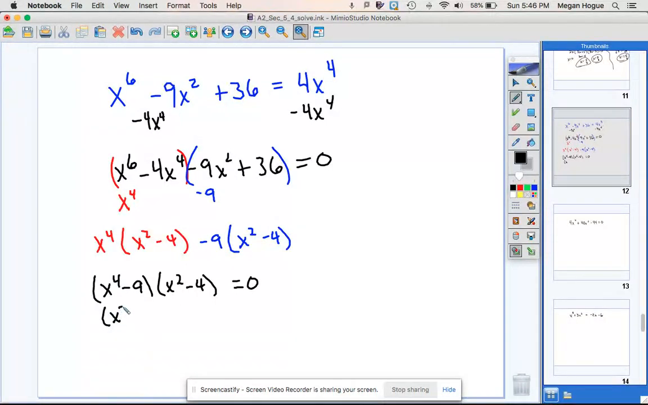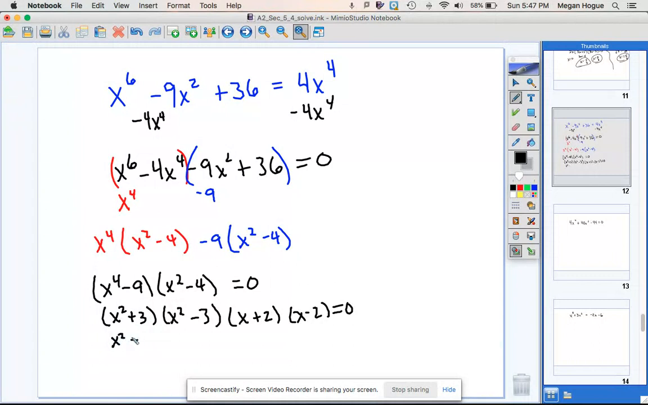Difference of squares. X squared plus 3, x squared minus 3. Well, I might as well go ahead and break that up since I went ahead and factored. X plus 2, x minus 2. This doesn't factor. This doesn't factor. All right, we're ready for the square root method.